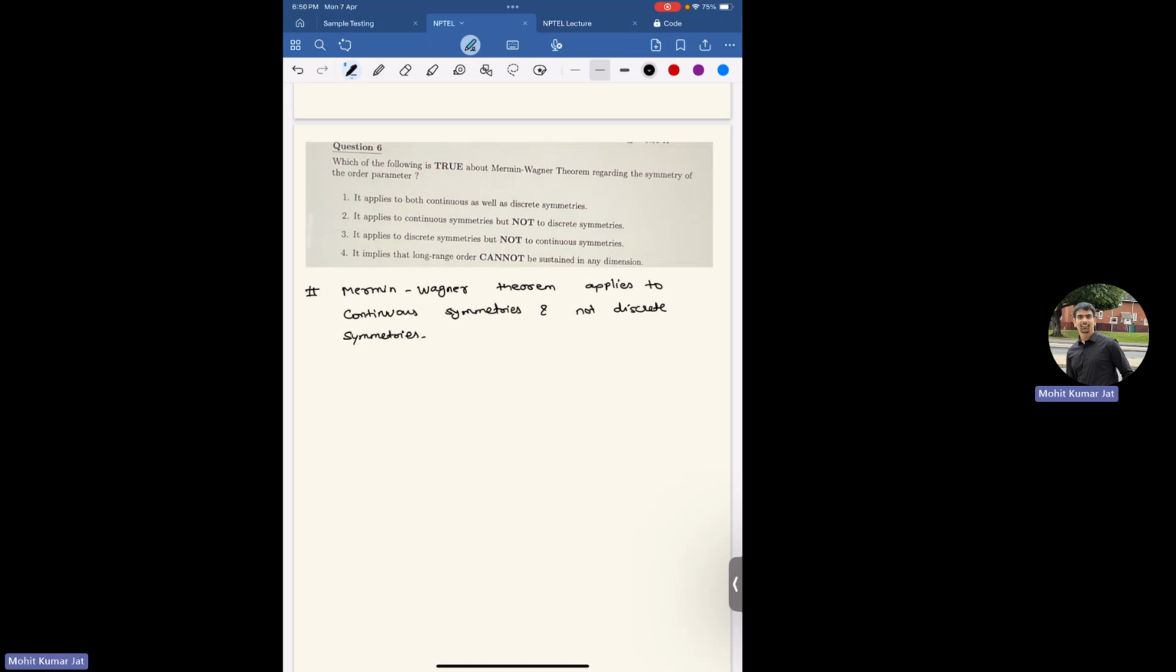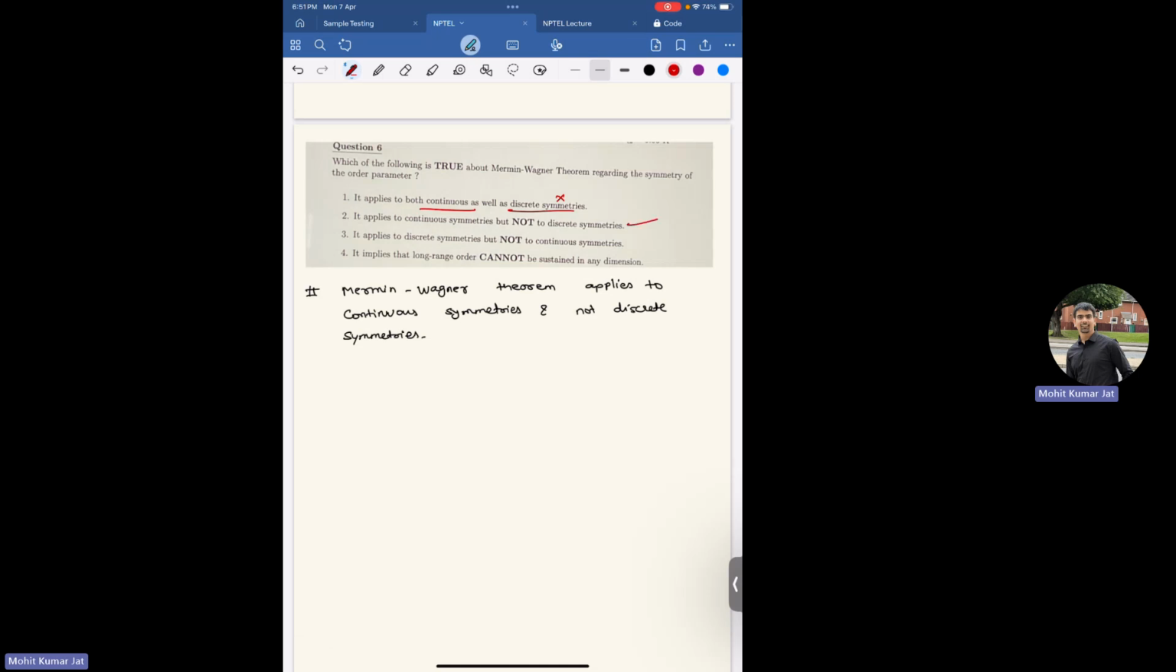Yeah. So if you look at this one, option 2 is the correct option, that it applies to the continuous symmetry but not to the discrete symmetry. But we will address the other options also. So the first option, which says that it applies to both continuous and discrete, no, because it applies to only continuous. It applies to continuous symmetry but not to discrete symmetries.